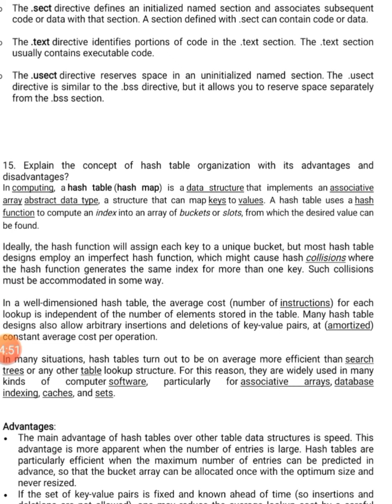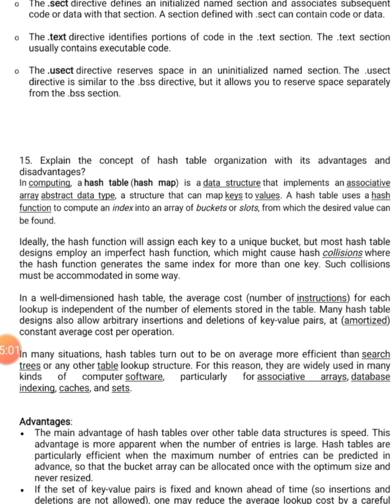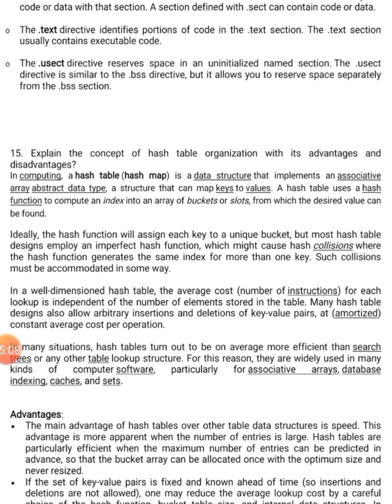The .text directive identifies portions of code in the .text section. The .text section usually contains executable code. The .usect directive reserves space in an uninitialized named section. The .usect directive is similar to the .bss directive, but it is also used to reserve space separately from the .bss section. These are called assembler directives.